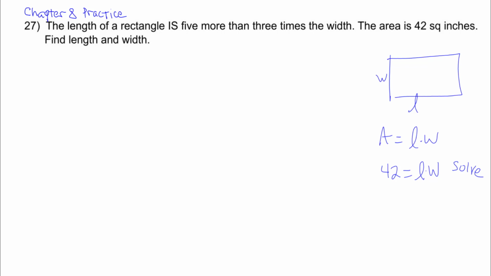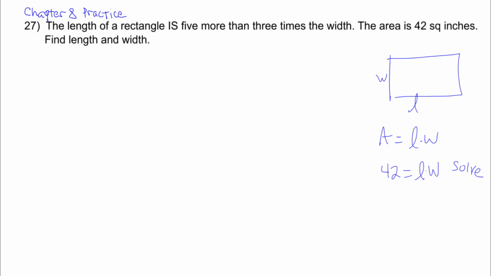But we have one hiccup. The equation 42 equals L times W is hard to solve because I have two unknowns. I have the L variable unknown and I have the W variable unknown. That's not easy to solve like that. I need some more clues. Unfortunately, we do have another clue. I'm going back to the first sentence now.